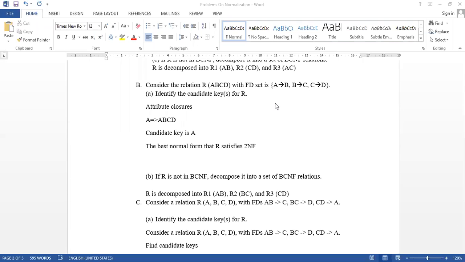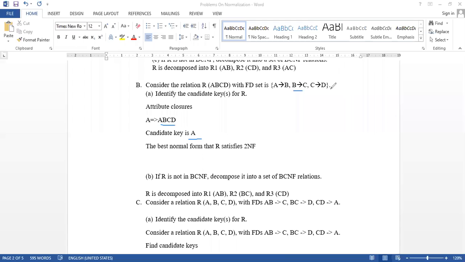So we have to find attribute closures. What about A closure? A closure will give A. From this FD, A gives B. Then B gives C, C gives D. So what is the candidate key here? A is the candidate key. If I find B closure, what will it give? B gives B, and from this FD, B gives C also.